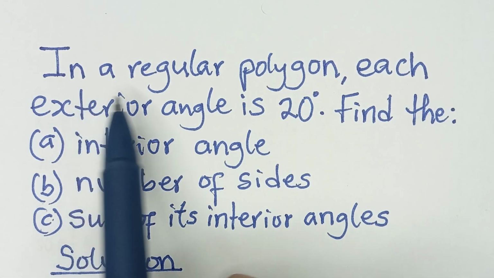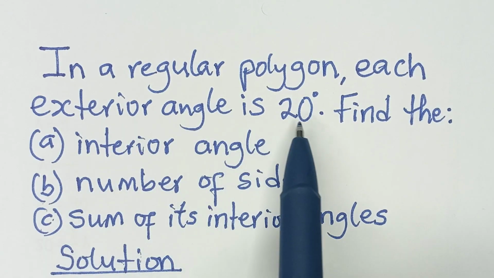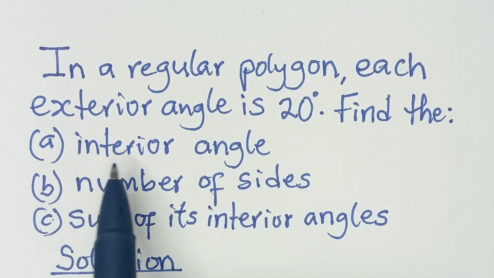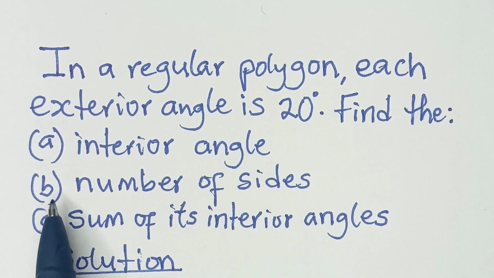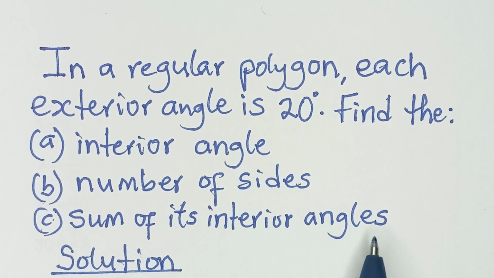The question here says, in a regular polygon, each exterior angle is 20 degrees. Find A, the interior angle, B, the number of sides, and C, the sum of its interior angles.